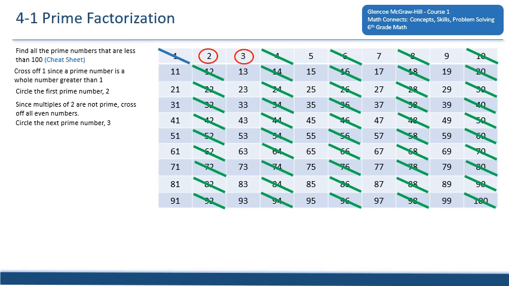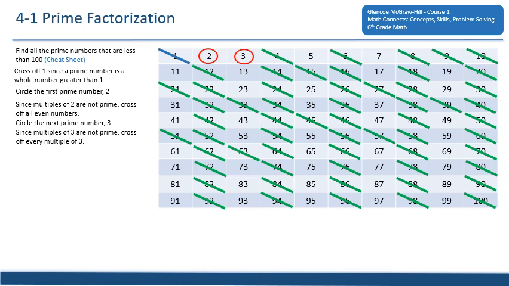And circle the next prime number, 3. Since multiples of 3 are not prime, cross off every multiple of 3. So 9, 15, 18 is already done, 21, 27. Remember, some of these are already crossed off because they're even. 39, 45, 51, 57.